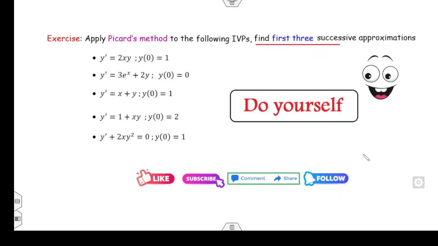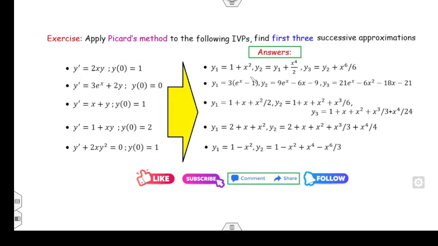Now I will give you these 5 problems as an exercise. You can solve them on your own and let me know if you have any doubt in this lecture. You can verify your answers as I mentioned. Let me know how many of you have really solved these problems and got the same solution as I have mentioned in this slide. I'm waiting for your comments.